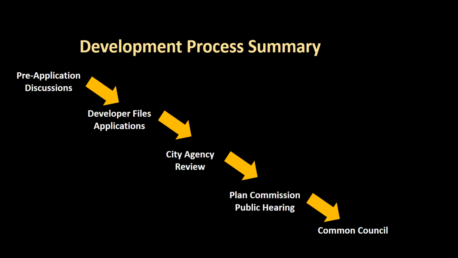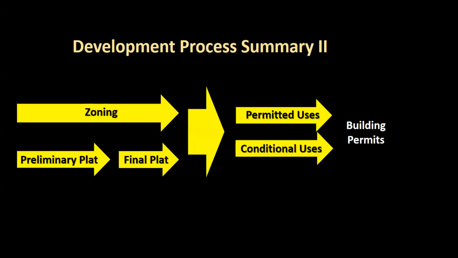For this particular type of development, it does not stop at the Plan Commission. This also requires common council action. This kind of explains what the different types of approvals there are. At this point, the developer is only looking for zoning approvals and a plat approval.